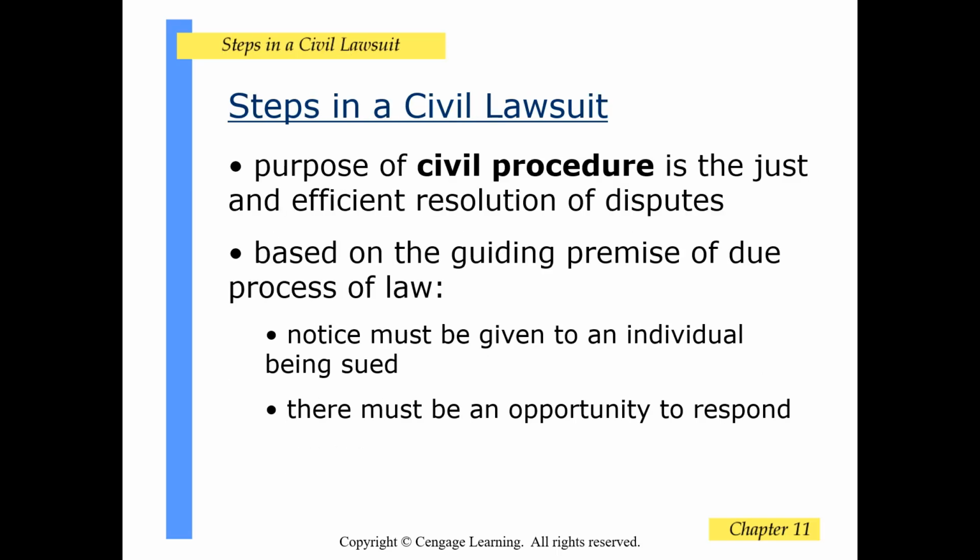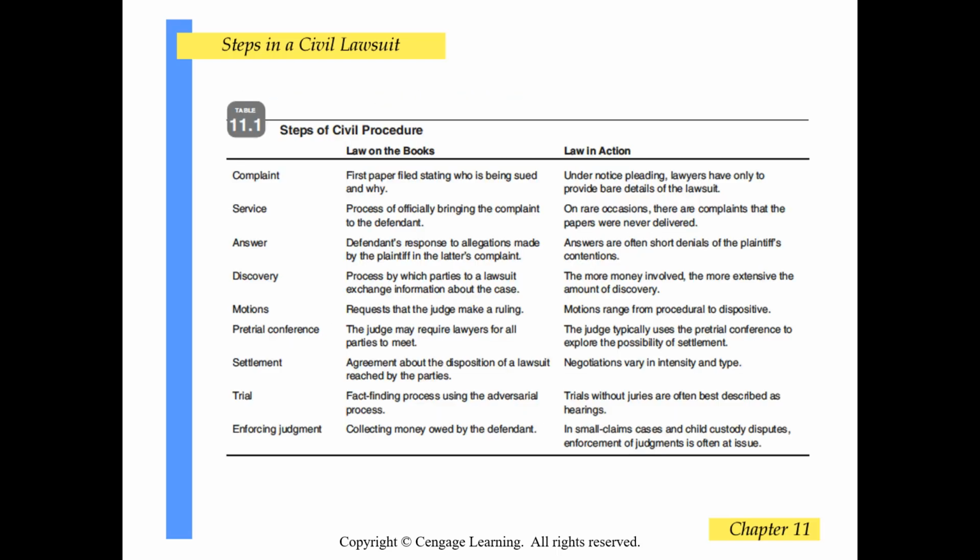What are the steps in a civil lawsuit? Well, the purpose of civil procedure is the just and efficient resolution of disputes. Based on the guiding premise of due process of law, notice must be given to an individual being sued. There must be an opportunity for that individual to respond to the notice. Table 11.1 shows the steps of civil procedure: complaint and service, answer and discovery, motions and pretrial conference, settlement discussions, trial, and enforcing of judgments.